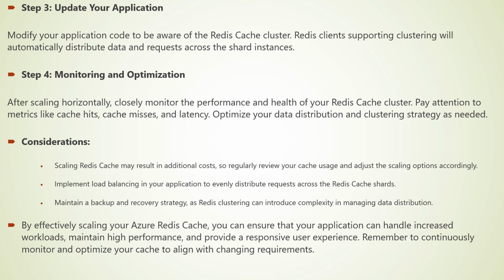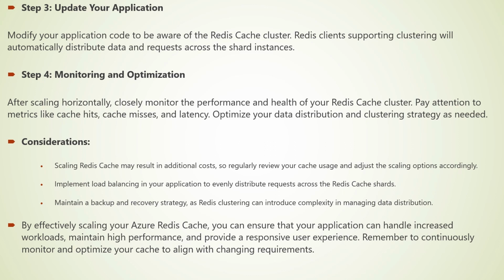Step 3. Update your application. Modify your application code to be aware of the Redis cache cluster. A Redis client supporting clustering will automatically distribute data and requests across the shard instances. Step 4. Monitoring and optimization. After scaling horizontally, closely monitor the performance and health of your Redis cache cluster. Pay attention to metrics like cache hits, cache misses, and latency. Optimize your data distribution and clustering strategy as needed.